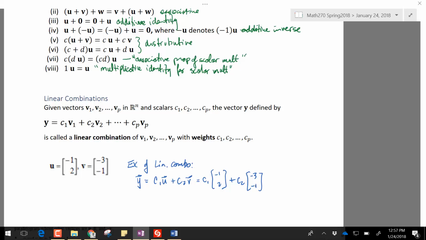Well, the vectors have to be the same dimension. So the vectors all have to live in the same place. In other words, I can't have a linear combination of two vectors in R2 and then one other vector in R3. So they all have to be in the same dimension. But the scalar is a scalar, so it doesn't matter. There's no dimension to that.